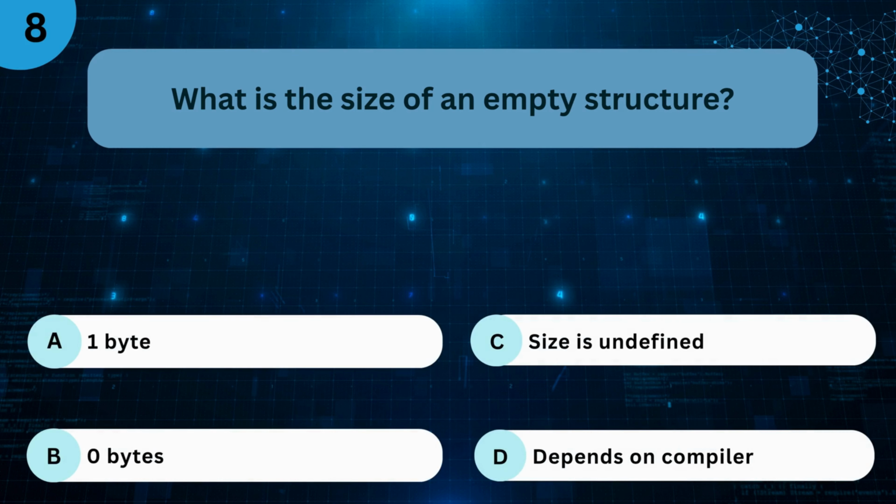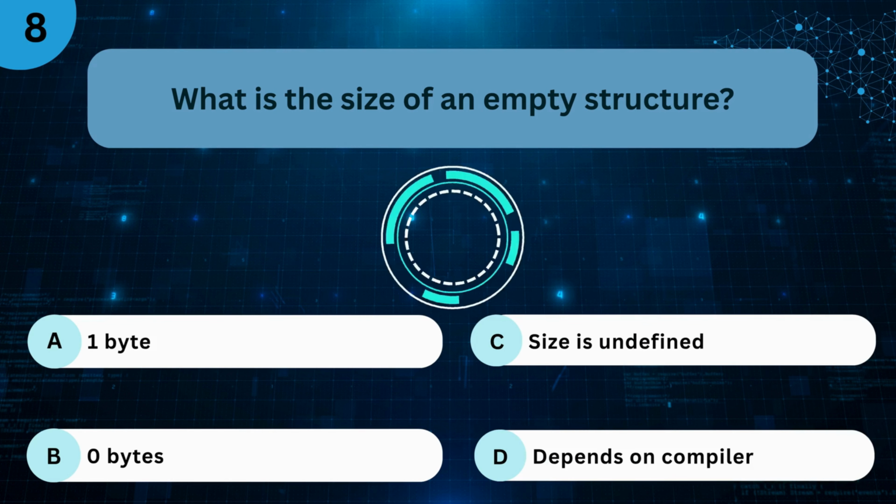What is the size of an empty structure? A. 1 byte. B. 0 bytes. C. Size is undefined. D. Depends on compiler. The right answer is A. 1 byte.